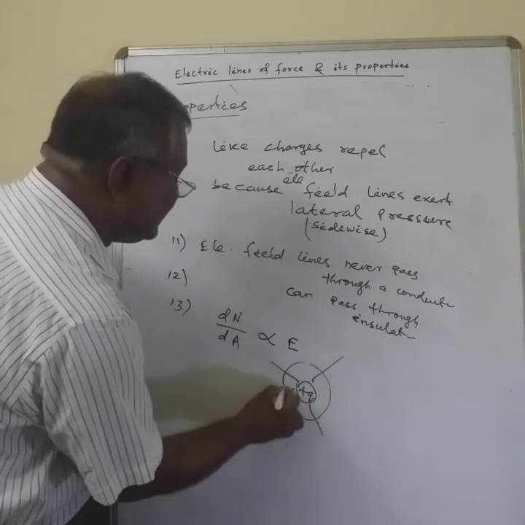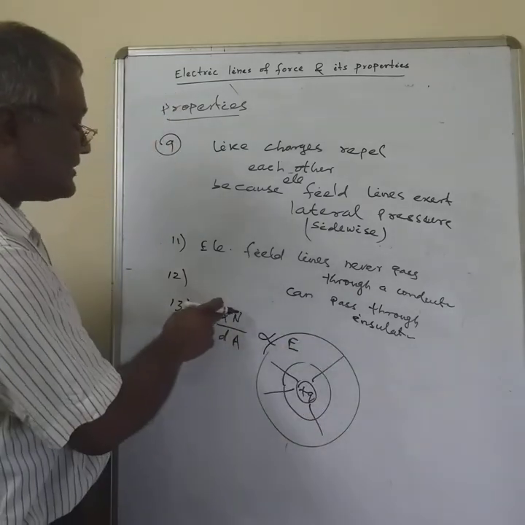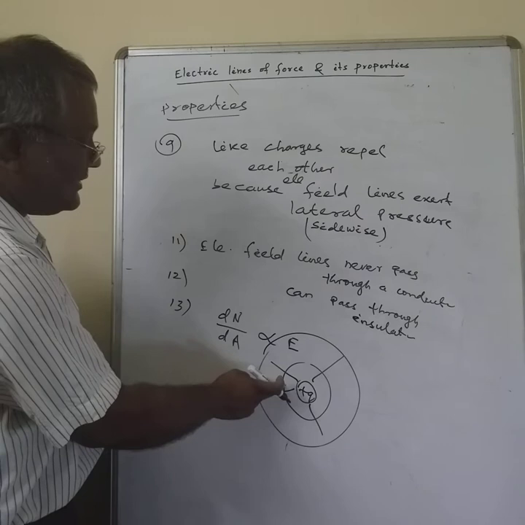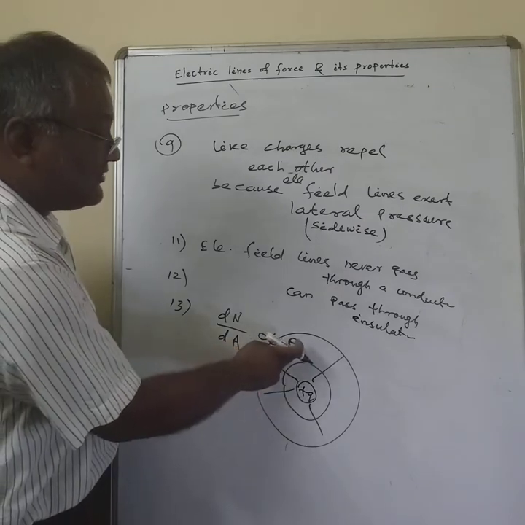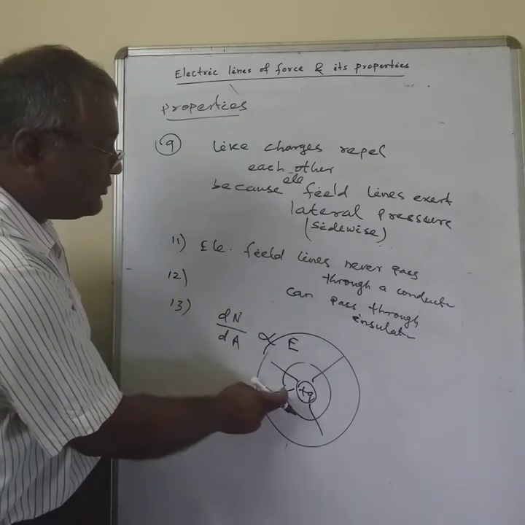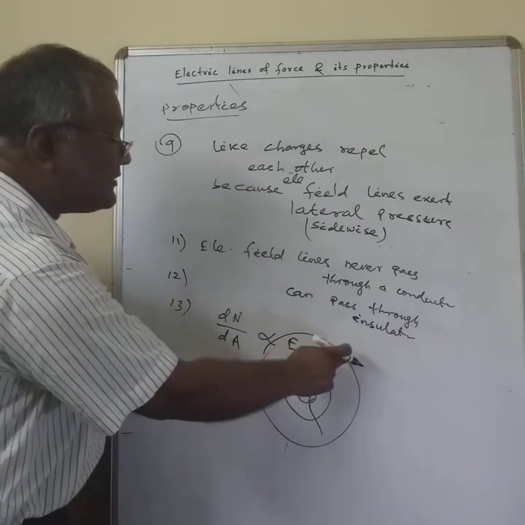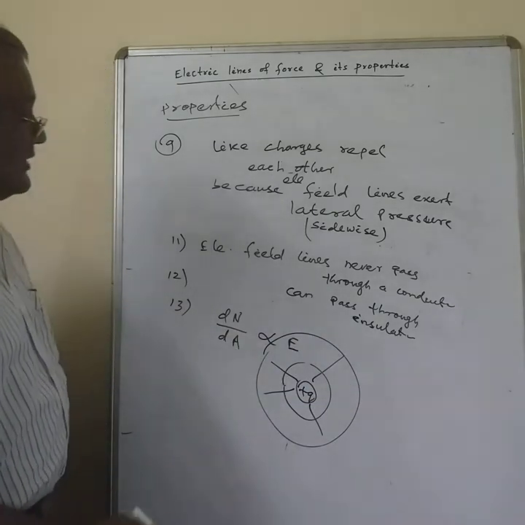Here the area is less. How many lines of force? Here the area is more, same number of lines of force. So here the area is less, hence the field is stronger. As the field is stronger, the number of field lines per unit area is more, and as the field is weaker here, the number of field lines per unit area will be less.